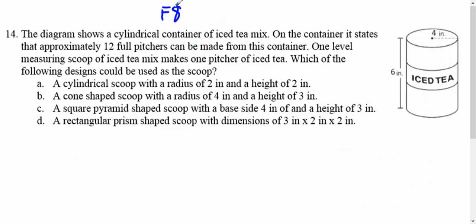This question comes from framework 8. We have a container of iced tea mix with a radius of 4 inches and a height of 6 inches. Inside that container has enough powder for 12 full pitchers, 12 servings. And they want each scoop to scoop out the right amount of powder.